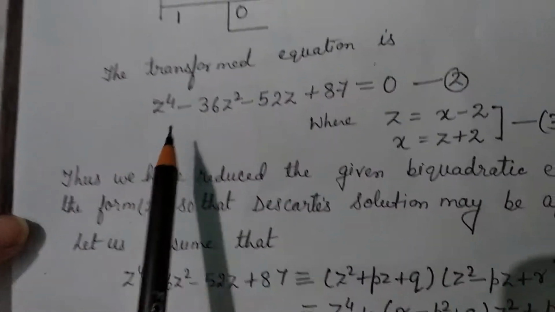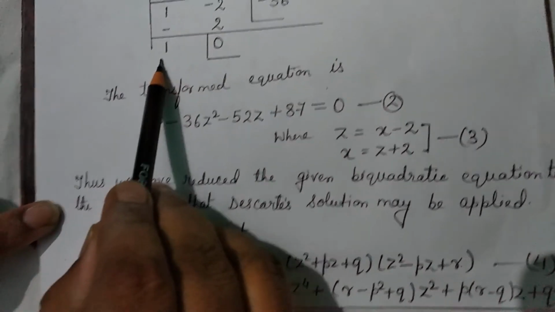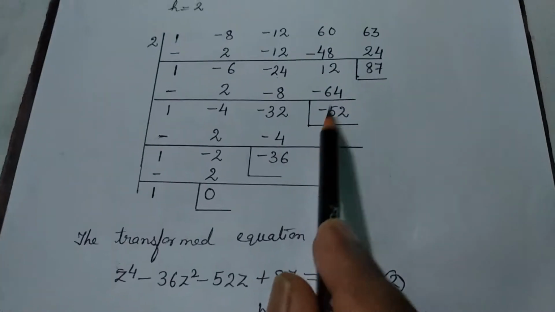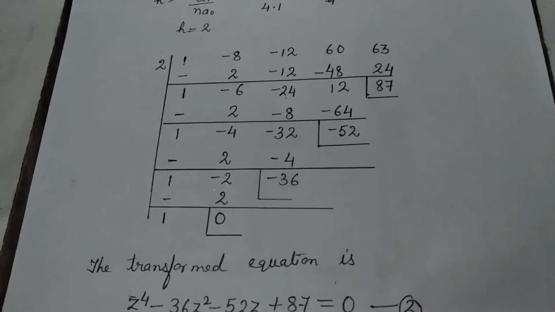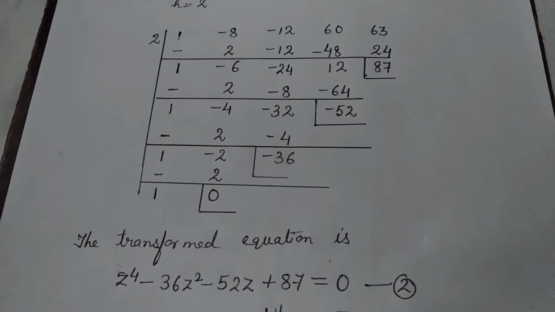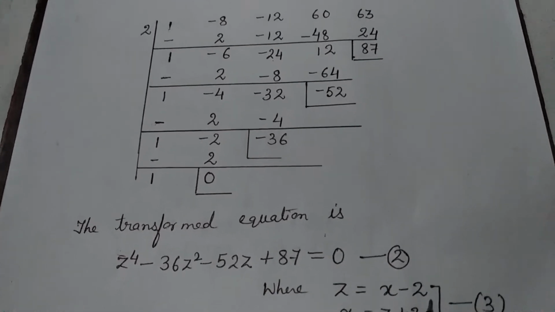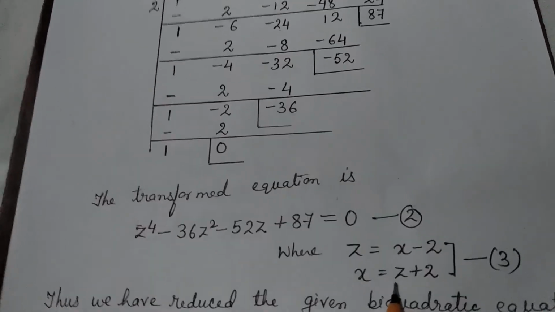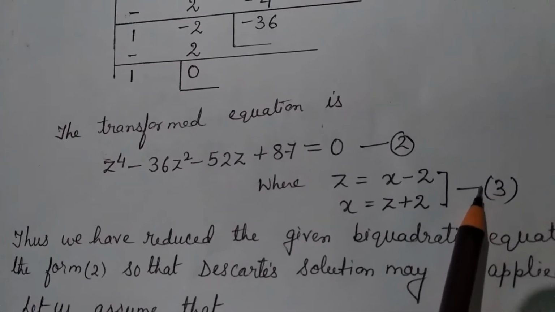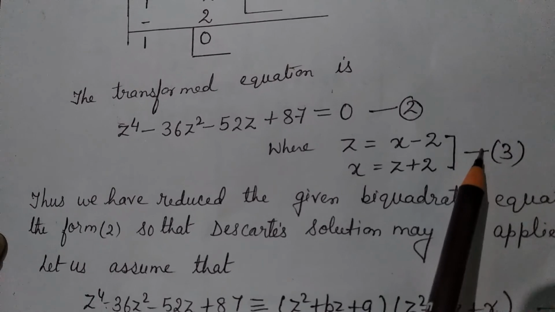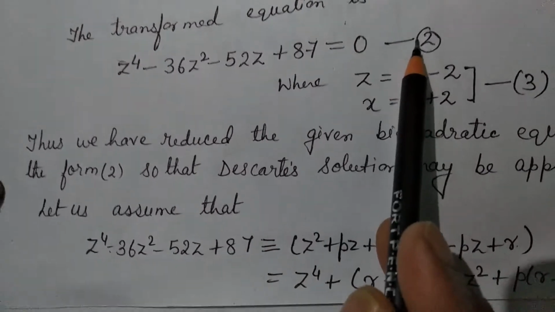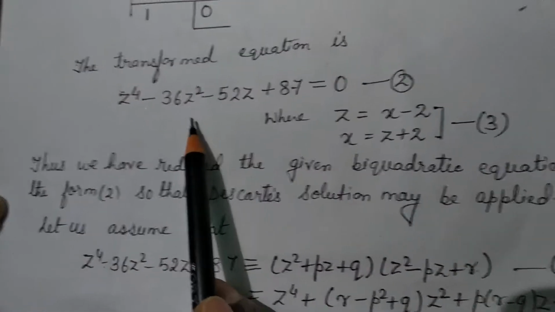So the transformed equation is z to the power 4 minus 36z square minus 52z plus 87 is equal to 0. Let us take it as equation number 2, where z is x minus 2. So the value of x is z plus 2. Let us take it as equation number 3. Thus, we have reduced the given biquadratic equation in the form of equation 2. And now Descartes' solution may be applied here.